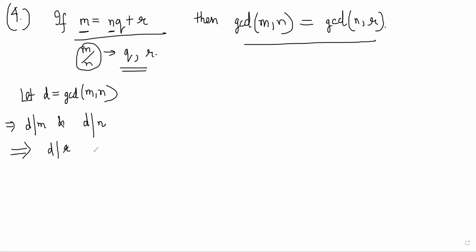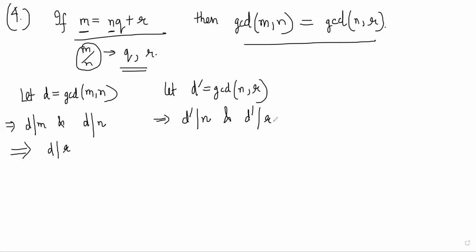Correct? Right. And here we have, let d dash be the GCD of n and r, right? So that means that d dash divides n and d dash divides r, correct? That implies that d dash should divide m, right? Why? Because if d dash divides this and this, then obviously d dash divides m, right?